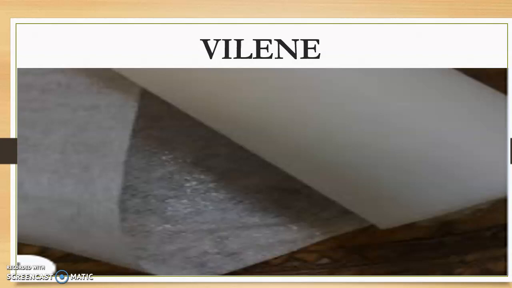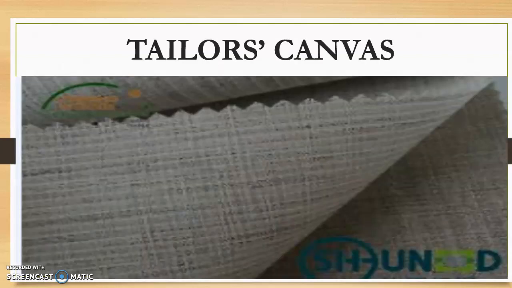It's known as VILENE. We have it in different colors. We have black, we have white. This is tailor's canvas. This is also a type of stiff or VILENE that is used in suits and jackets. When you are making a suit or a jacket, you cannot use VILENE, the ordinary one that I showed you, but this is the type that is used. It's called tailor's canvas.